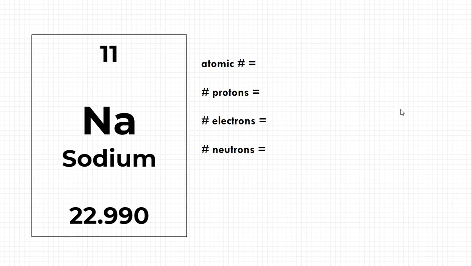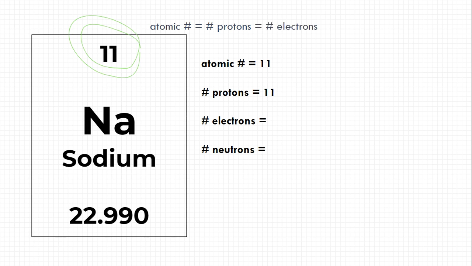So let's practice. We're going to practice with the element sodium. First, we need to know the atomic number. Well, the atomic number is 11. The number of protons is equal to the atomic number. So our number of protons for a sodium atom is also 11. The number of electrons in a neutral atom is equal to the number of protons. So our electrons are also 11.